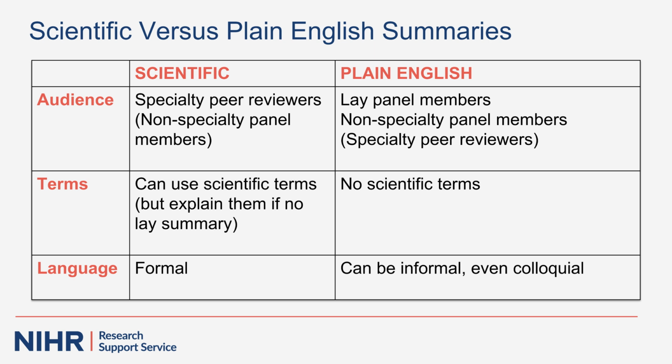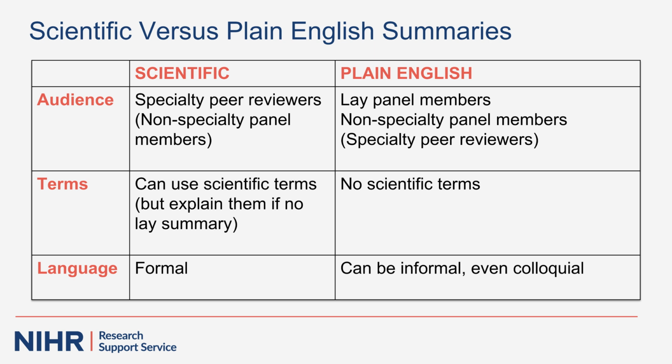So in terms of the audience for your scientific summary, it's pitched at those specialist peer reviewers and detailed readers, people who are really going to look in detail, but need to understand the scientific context of it. And it's also helpful to non-specialty panel members, perhaps those with a methodological or scientific background, but who won't necessarily understand all of it. Compared to the plain English summary, where I say it's primarily for lay panel members.